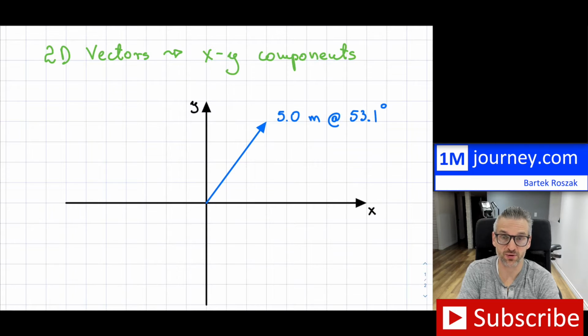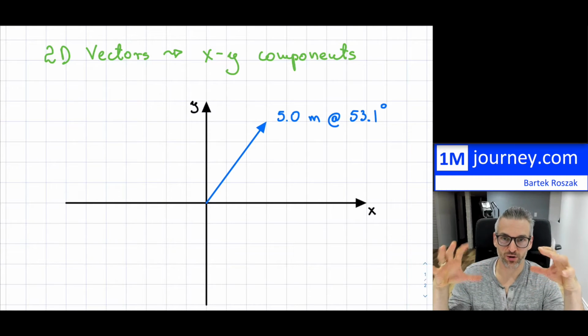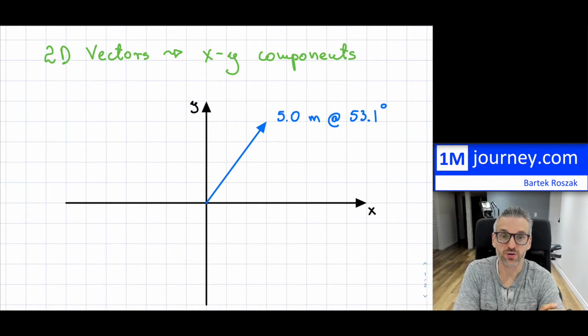It's one of the easier ways to be able to break down a vector so that you only have x and y components. So basically east and west and north and south, but it will of course depend on whatever reference that you are using.